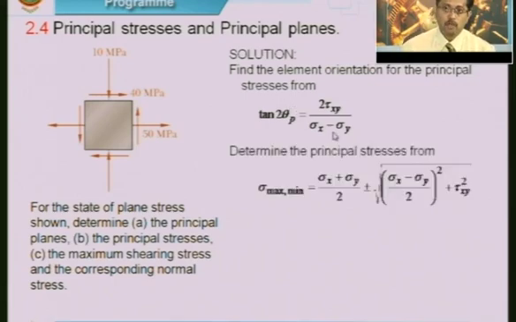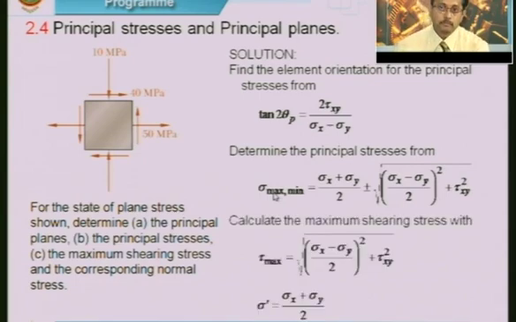Then we also know what is the formula that should be used to get the value of the principal stress, the minimum and the maximum values, which is given by this equation, which I have derived just now. Then we also derived this expression, which gives us the maximum shearing stress value and the average shearing stress value, which is given by this.